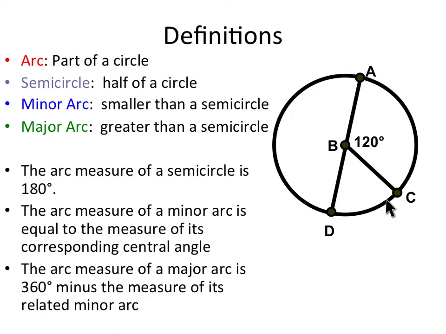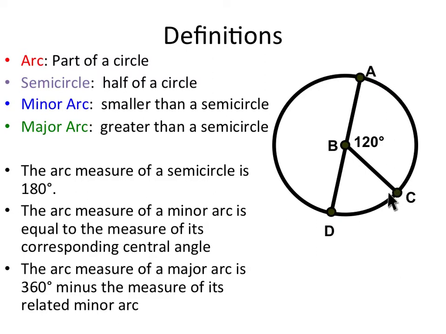Now, when we have a major arc, measuring it is a little bit different. If we were talking about arc ADC, going around this side of the circle, then we would measure that by taking 360 degrees minus the measure of its related arc, AC.